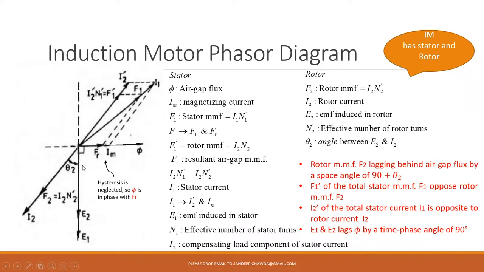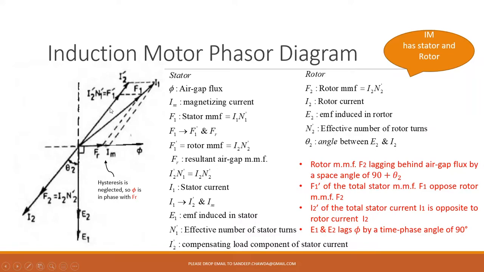The subscript 2 indicates the rotor side. I am repeating this again and again to keep it in your mind that we are talking about the rotor side. So F2, the rotor MMF, lags phi by 90 plus theta 2, and this can be drawn. I2 will be in phase with F2. Then F1 dash will be opposite to F2.